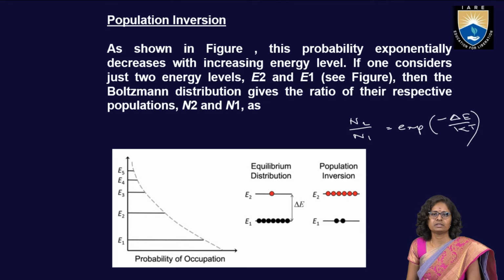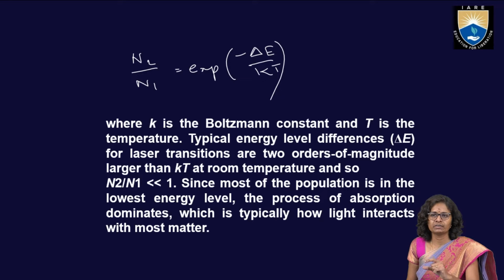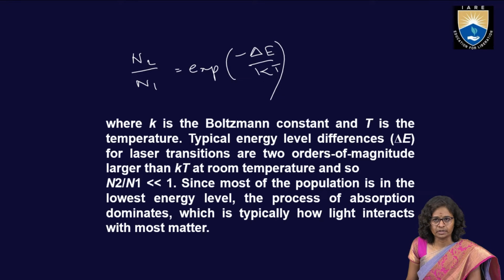If one considers just two energy levels, E2 and E1, as you can see in the figure, then the Boltzmann distribution gives the ratio of their respective populations, N2 by N1, which is equal to exponential of minus delta E by kT. Here k is the Boltzmann constant and T is the temperature. Typically, the energy difference between the two levels, delta E, for a laser transition is two orders of magnitude larger than kT at room temperature, and so N2 by N1 is very much less than 1.